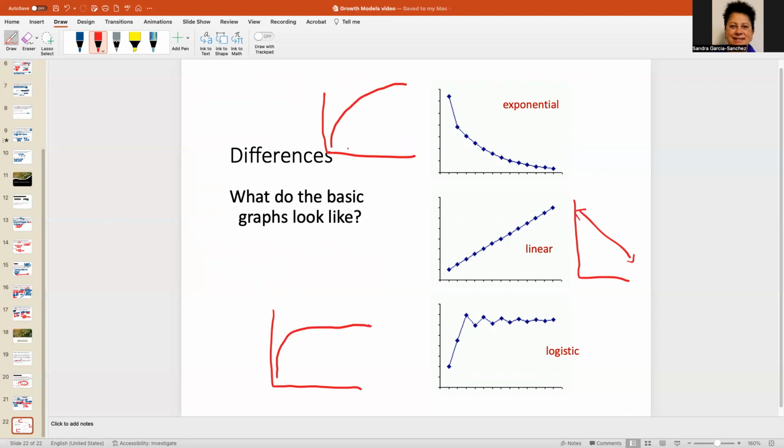Now notice that the difference between these two is that the exponential will keep growing. But the logistic will at one point kind of stay steady or go up, down, up, down. Okay, guys, I hope that this helps a little.